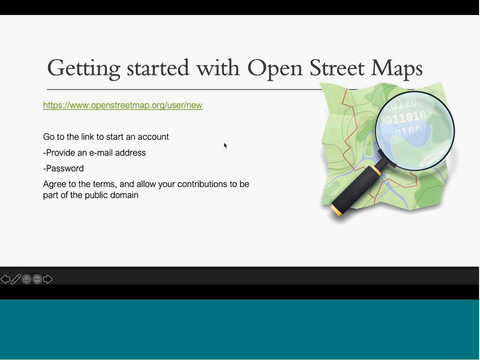So let's go to the slide. If you want to sign up for OpenStreetMap, you go to www.openstreetmap.org/user/new. Start an account: you have to provide an email address, a password, and also agree to terms that your contributions will be part of the public domain.